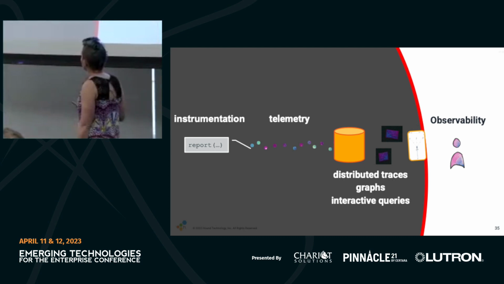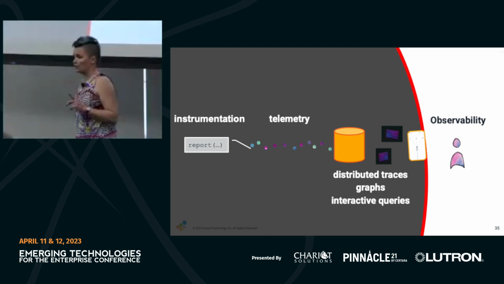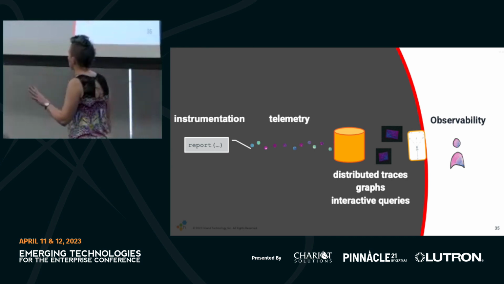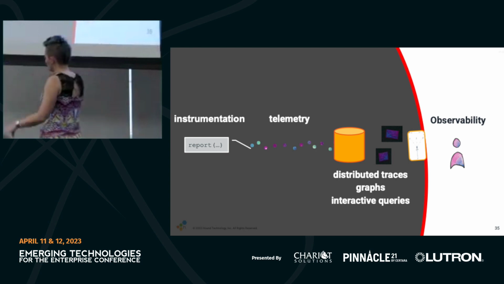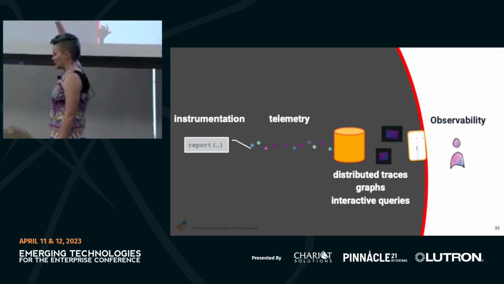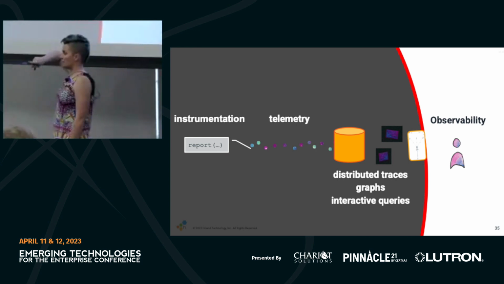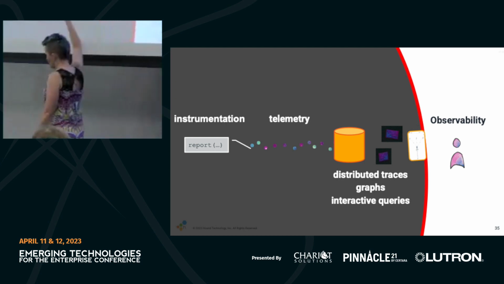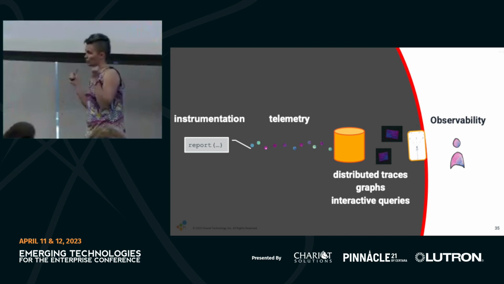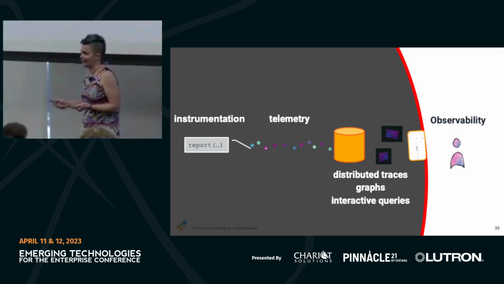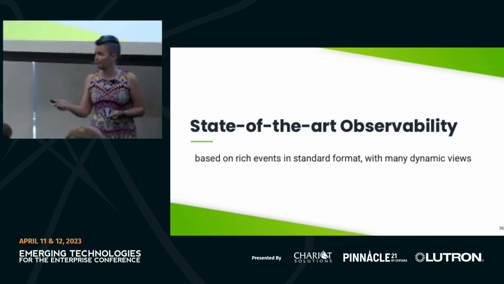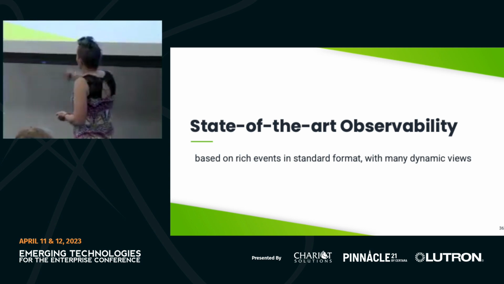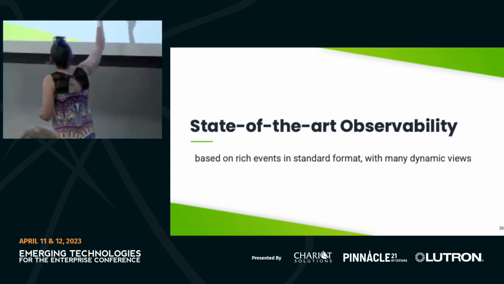In general, for optimal observability, we want distributed traces. So I'm going to talk a bunch about distributed traces today because these are the state-of-the-art. They can be enough by themselves. They're not in every tool. But you want the graphs, you want interactive queries, and you want the story. You want the software to tell you a story of how its day is going and how it works. So that's state-of-the-art observability: rich events that are interconnected.